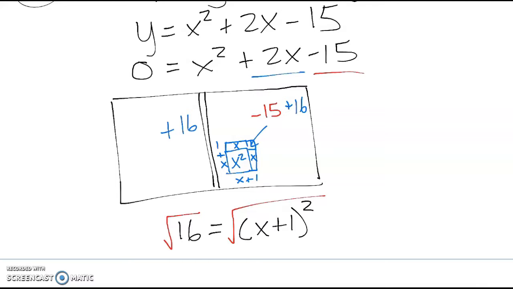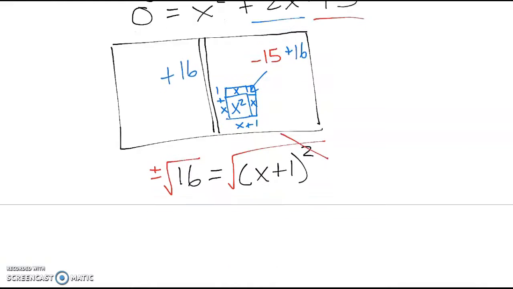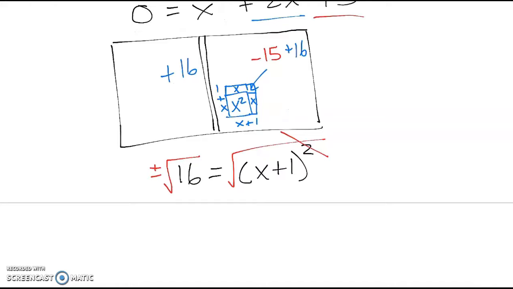So the first thing I'm going to do is take the square root of both sides. Remember, when I do that, it's always plus or minus, because we can get a positive or a negative number there. So a square root undoes a square. On the right, I'm left with x plus 1. And on the left-hand side, I know the square root of 16 is 4, so I have plus or minus 4.